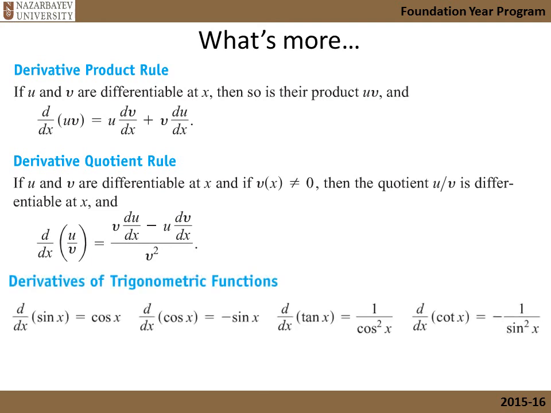Also, we can use the differentiation rules for trigonometric functions, so we can calculate according to these rules the derivatives for sine x, cosine x, tangent x, and cotangent x.